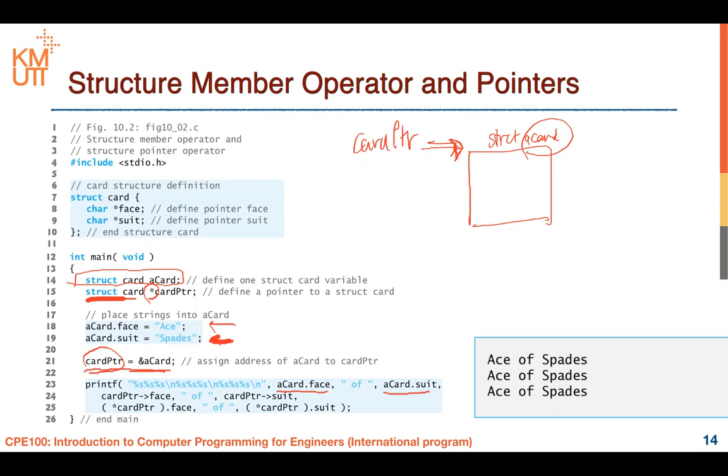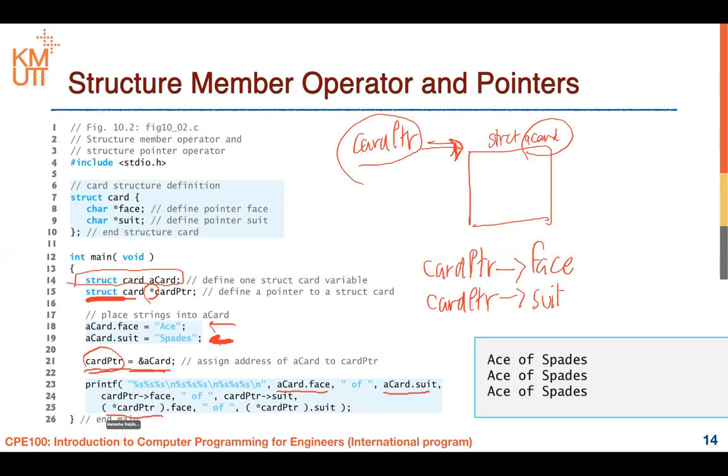Next, if you want to use the pointer cardPtr, instead of using dot, you can use minus and then greater than sign and then face, like a pointer in a linked list. You can use cardPtr->face and cardPtr->suit. For the pointer, you use this arrow sign. When you use a structure, you use the dot sign. But if you want to combine the pointer and also the dot sign, you can use this one.